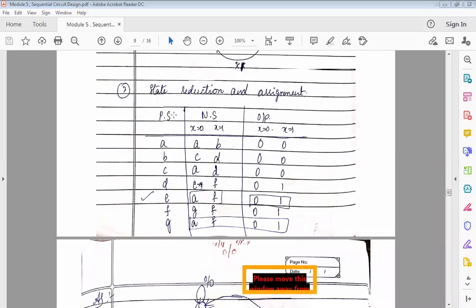This is a random table that I've put up here, where this is my present state, next state, and my output for two values of x, which is x equal to 0 and x equal to 1. Then outputs for x equal to 0 and x equal to 1, right? So here, can someone tell me what kind of table is this? Is it a state table, a transition table, or a truth table? What table is it?